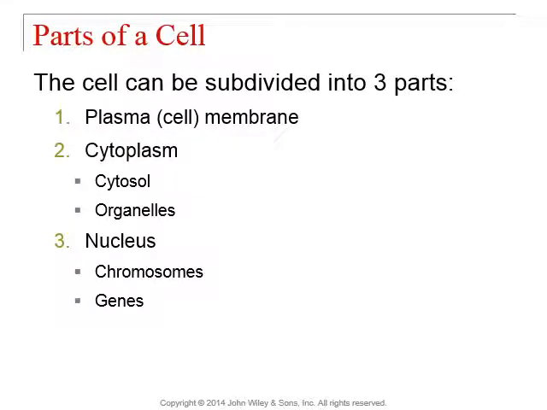So the cell can be subdivided into three parts. We have the plasma membrane, which basically separates the extracellular fluid from the intracellular fluid. Sometimes you'll see different gradients of different solutes or possibly different voltage from intracellular to extracellular fluids. This is very important, of course, for conducting any kind of nerve transmission along the pathway of a nerve.